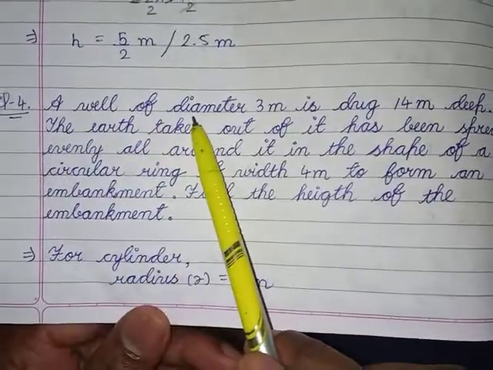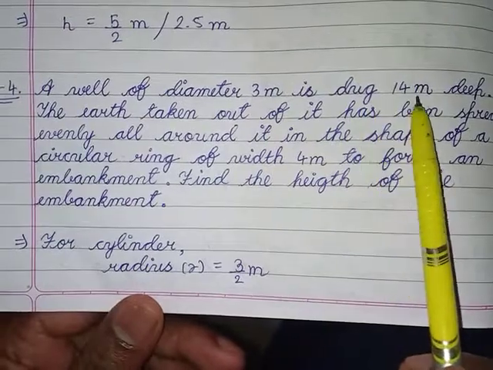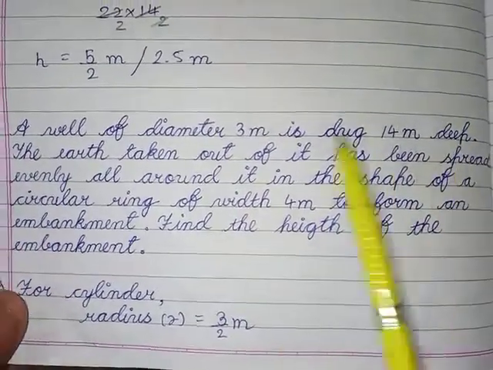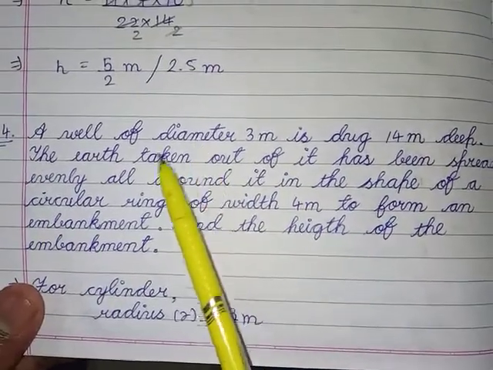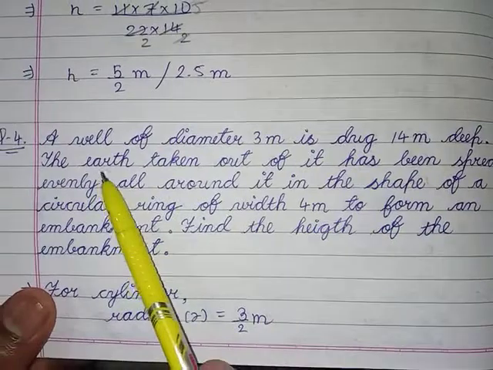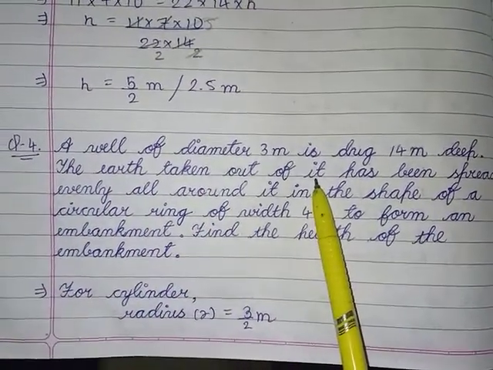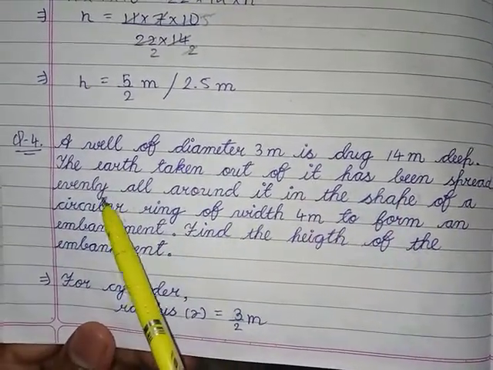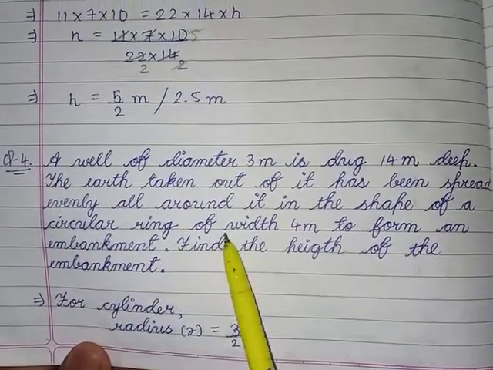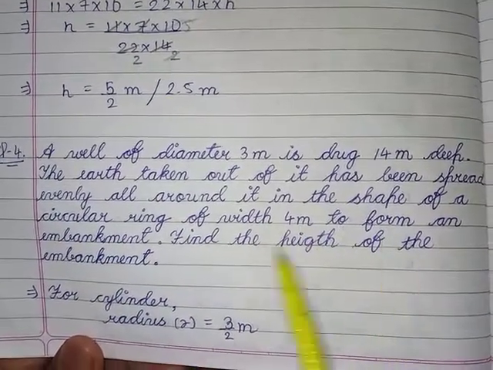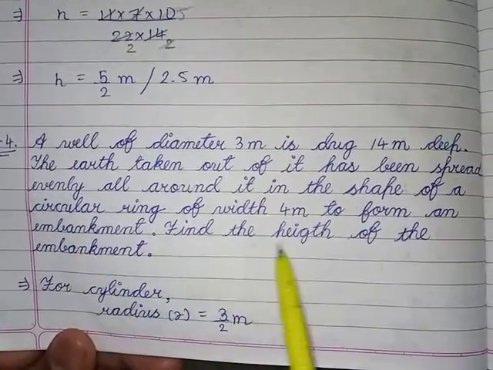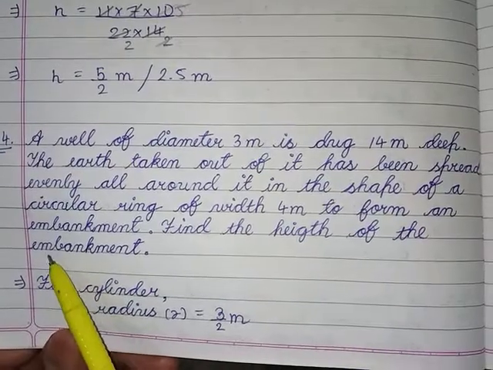A well of diameter 3 meter is dug up to a 14 meter depth. The well is of cylindrical shape. The earth taken out of it is spread evenly around it in the shape of a circular ring of width 4 meter to form an embankment. Find the height of the embankment.